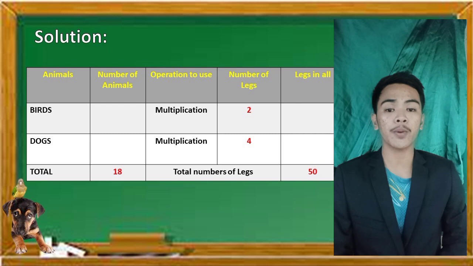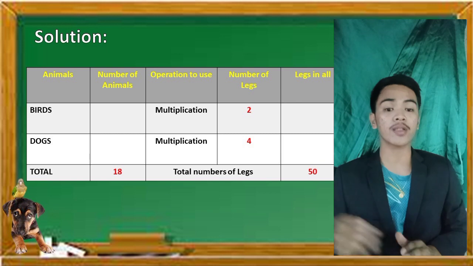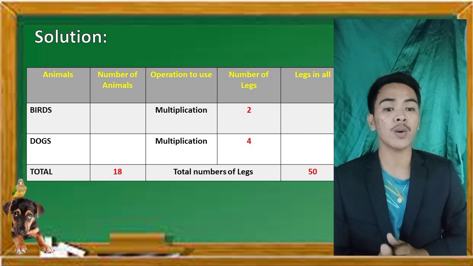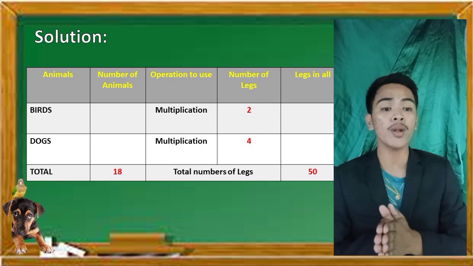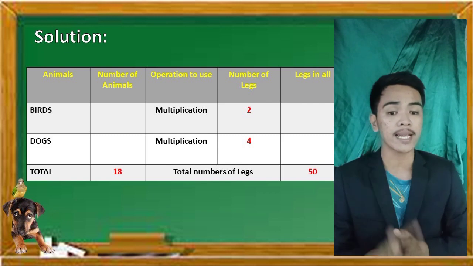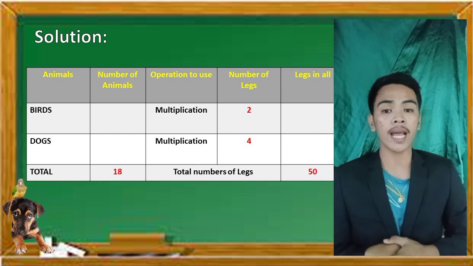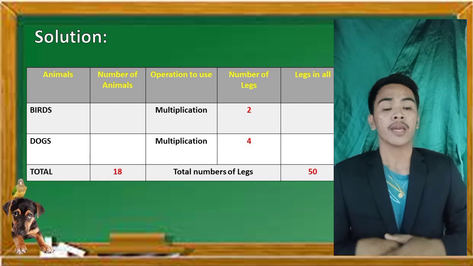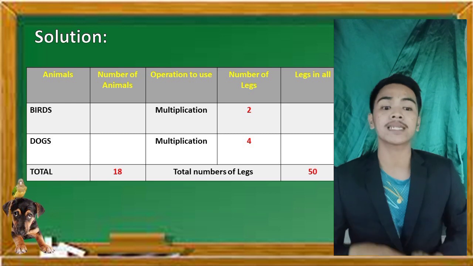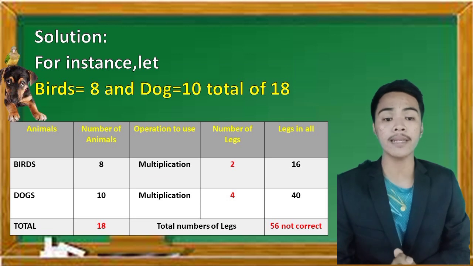Going back to the problem, there are 18 animals, so the total is 18 there. And then the operation to use is multiplication. So the number of animals, we multiply by the number of legs. Birds have two legs, dogs have 4. So legs in all is 50. The result for birds and dogs in number of legs must match the total number of legs. For instance, let birds be 9 and dogs be 9.